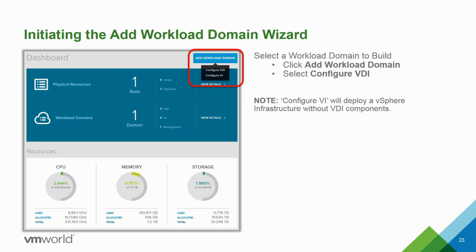So to kick off the workflow, we'll be on the SDDC Manager homepage. We'll select Add Workload Domain, and we'll click Configure VDI. If we click Configure VDI, essentially that's going to just deploy us a vSphere cluster. But obviously we want all the Horizon components, so we're going to click Configure VDI.